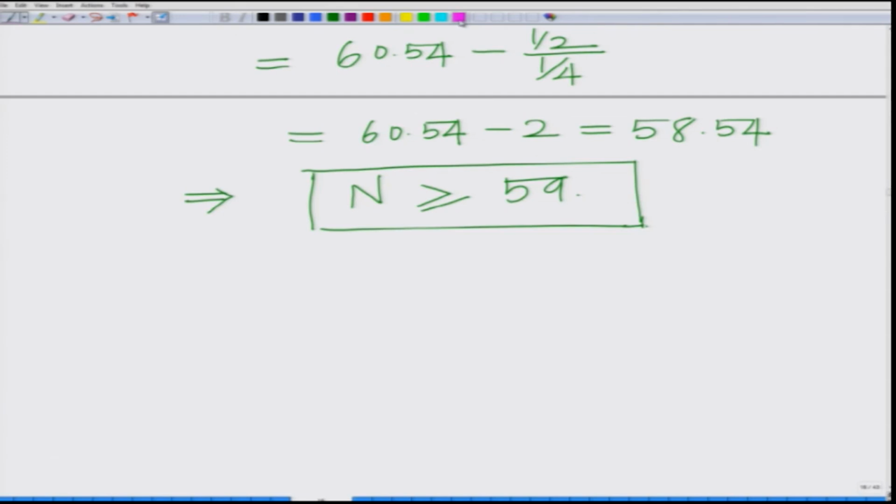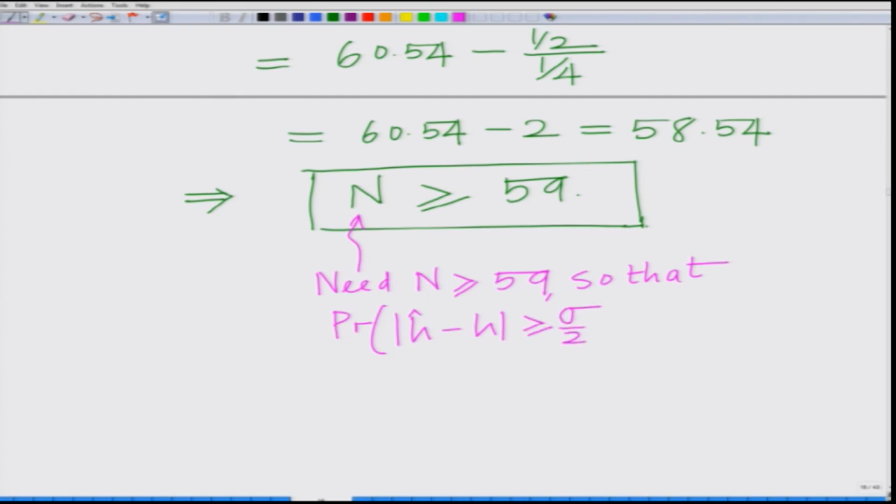So, let me summarize this again. We need n greater than or equal to 59, so that the probability that magnitude h hat minus h is greater than or equal to sigma by 2 is less than or equal to 10 to the power of minus 4, which means it lies inside this sigma by 2 ball with probability greater than or equal to 0.9999, that is 1 minus 10 to the power of minus 4.